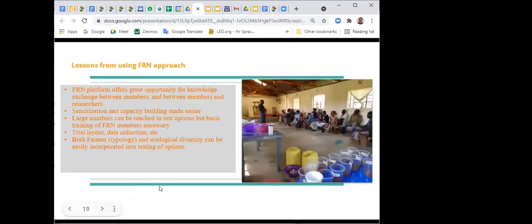Next, the advantages of FRN platforms: they offer great opportunity for knowledge exchange between researchers and farmers. Sensitization is made easier. Large numbers can be reached, which is good for testing in different circumstances. But capacity building has to go with this.